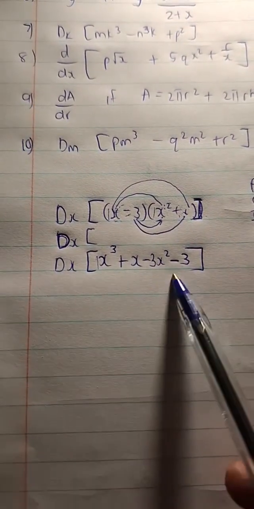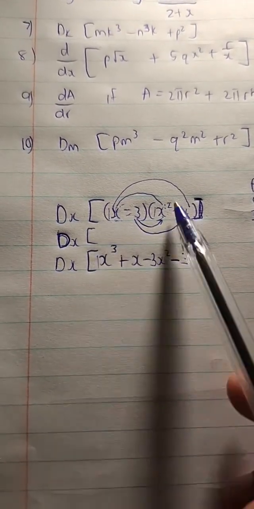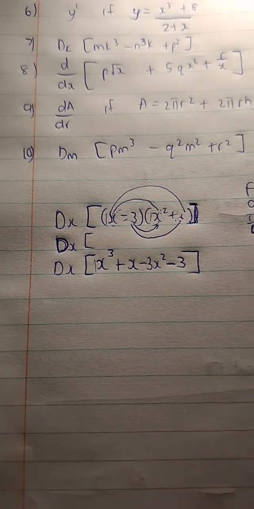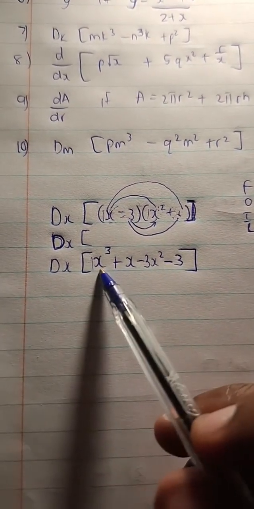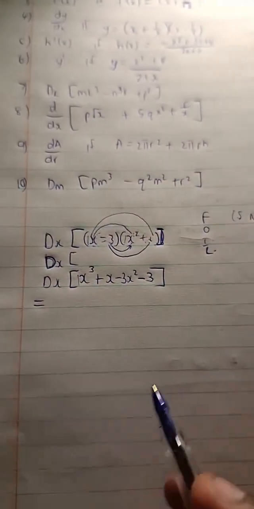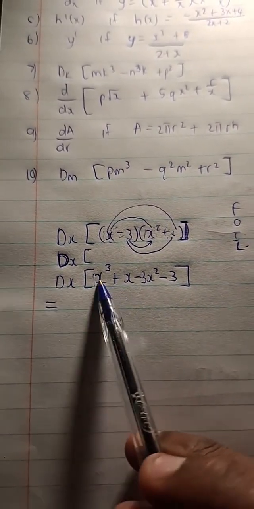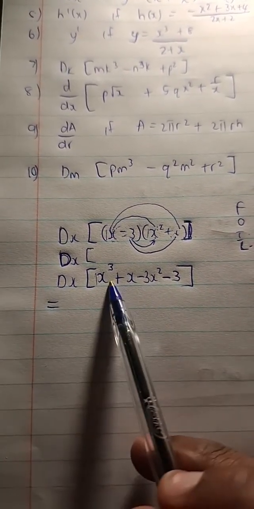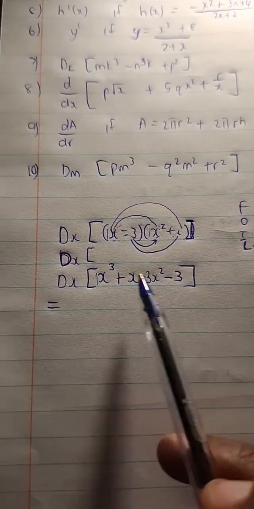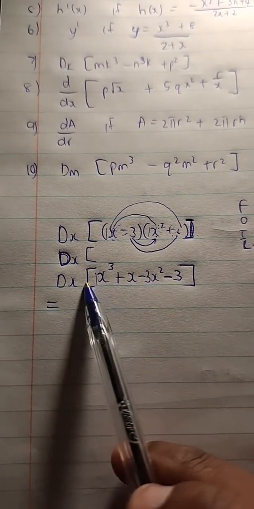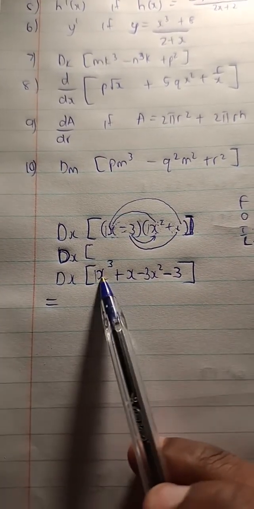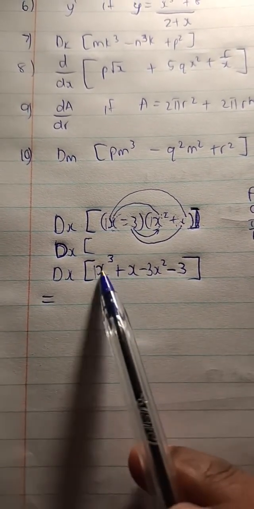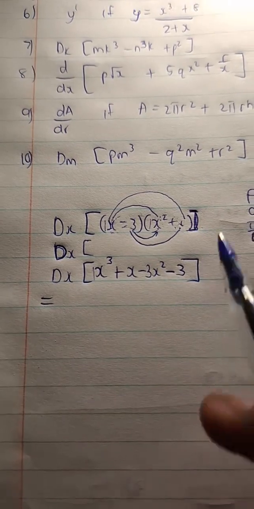So now what we've just done is we've expanded this particular expression, this binomial times this binomial. And so what's left for us to do is that we can now derive this expression because there are 4 separate terms. Now we can derive with respect to each individual term, because if you look here, there are no like terms. This is x cubed, this is plus x, this is negative 3x squared, and this is negative 3. So this is 4 separate terms.